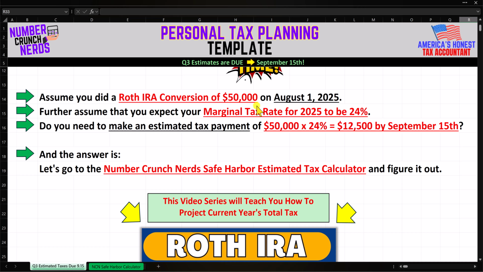This information, the fact that you generated income of $50,000 in Q3 of 2025, this information is not relevant if you are basing your estimates on a prior year amount, which you are allowed to do. That is one of the safe harbors, 100 or 110% of the prior year tax. It makes absolutely no difference what your current year tax is or in what quarter your current year income is generated if you are basing your estimates on the prior year.